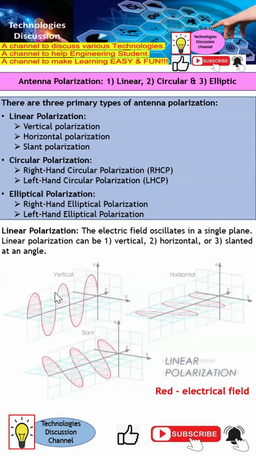Let's take a look at these two diagrams here. We only concentrate on the E field. Basically, the red is the E field. From this diagram, you can see that the electric field is in a vertical plane. Therefore, we call this vertical polarization. In this diagram, it is very clear that the E field is in the horizontal plane, and hence we call this horizontal polarization. Next, you can see that it is tilted at a certain angle. Therefore, this type we call slant polarization.